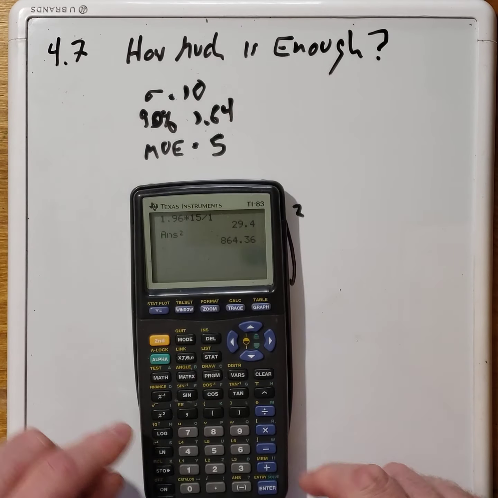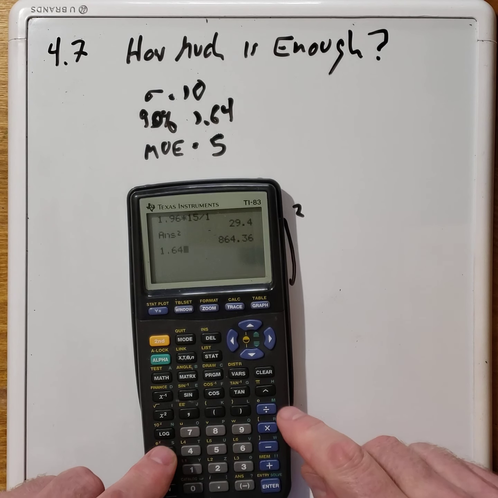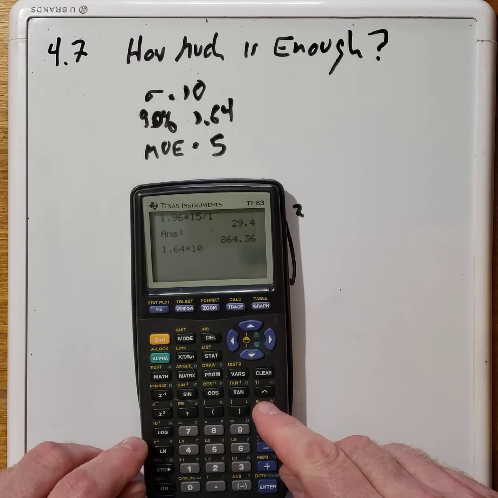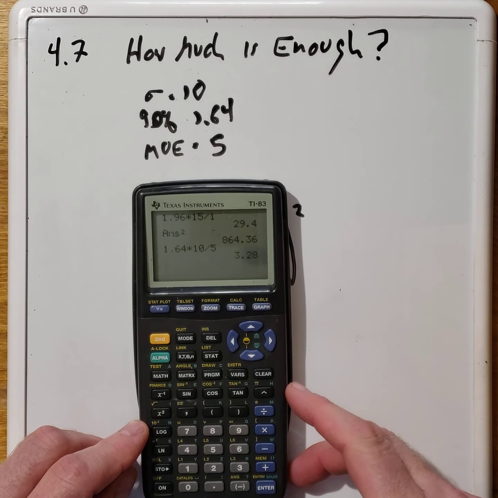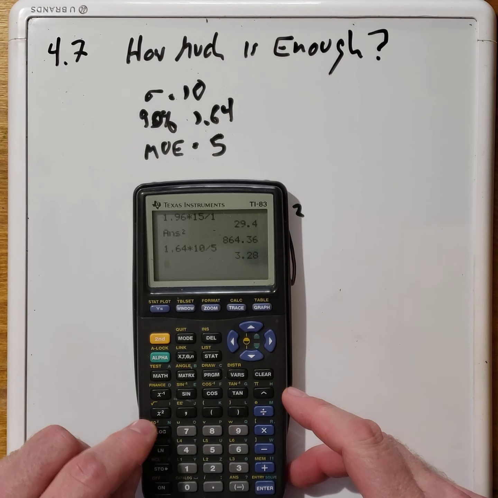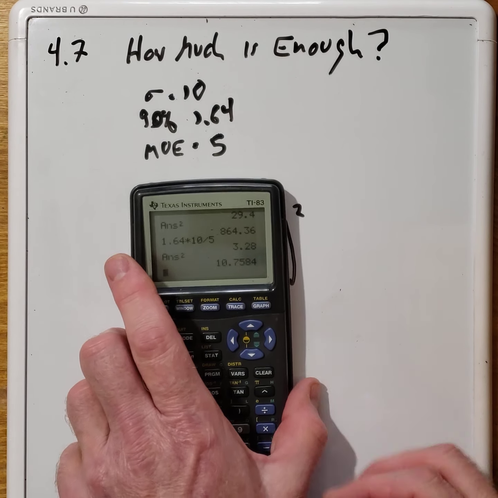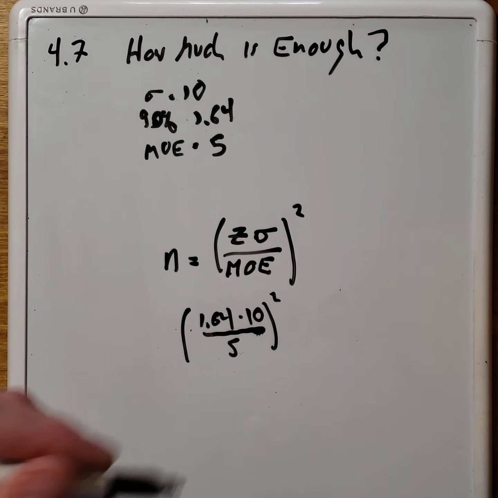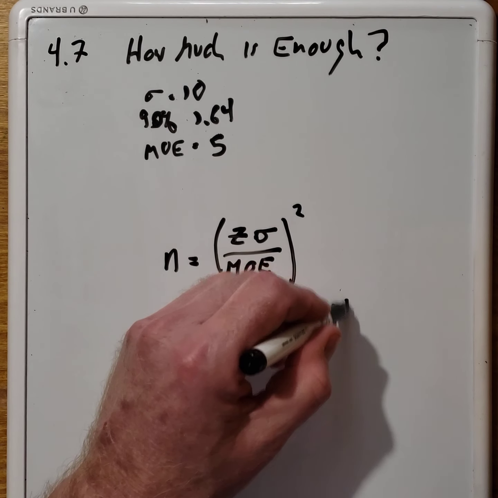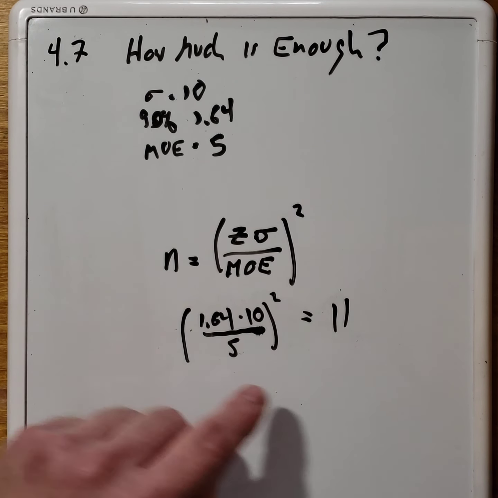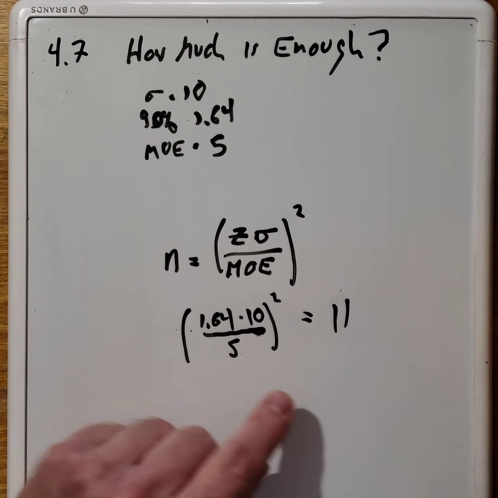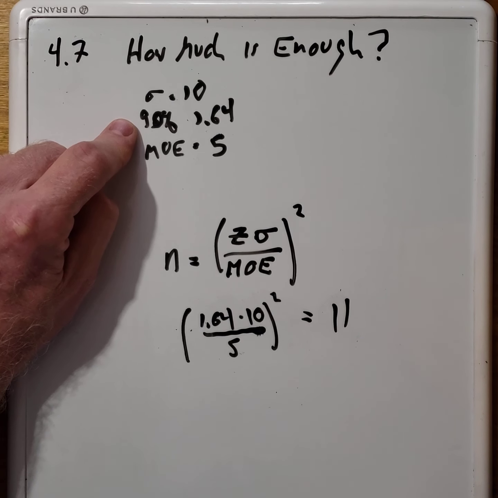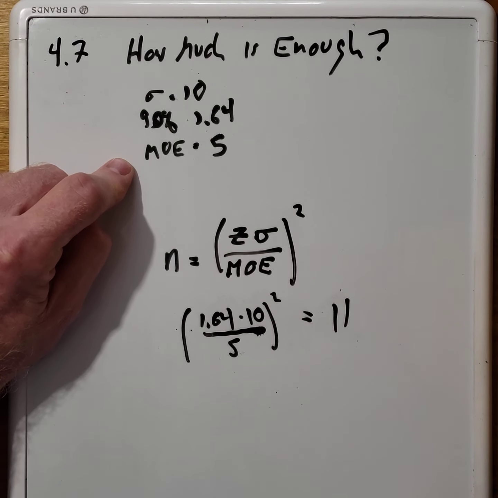1.64 times 10 divided by 5 gives us 3.28. And then we square that and we get 10.75. So all we would need, right, is 11 people in our study if we don't need to be that confident and we can have a fairly wide margin of error.